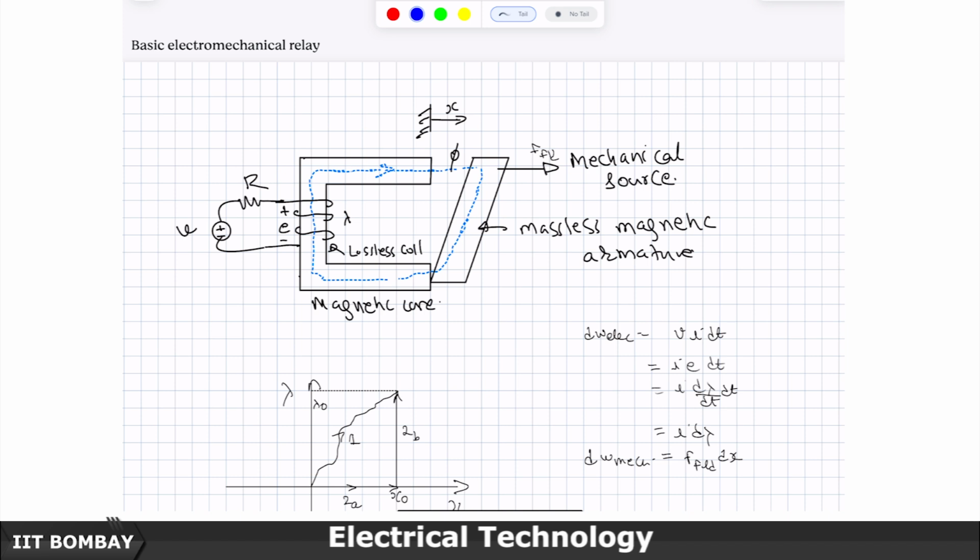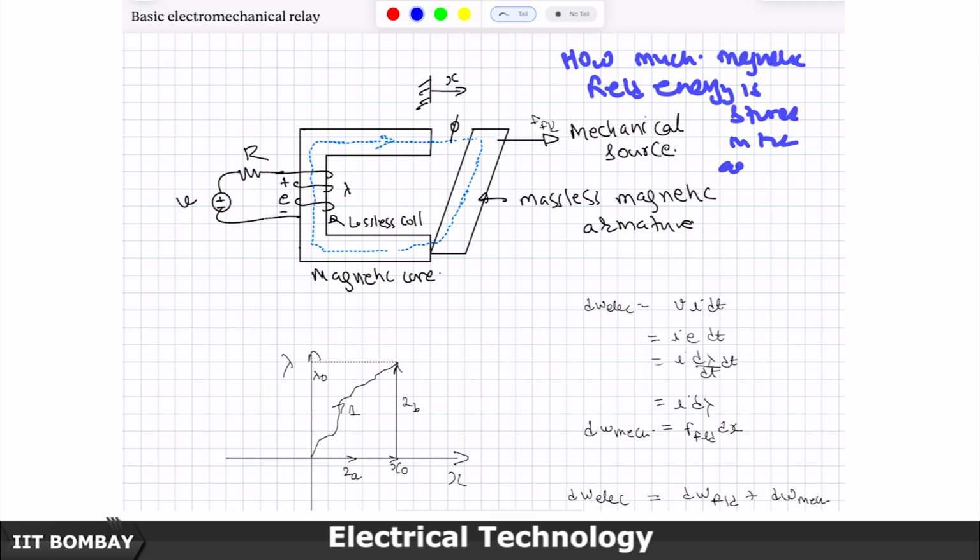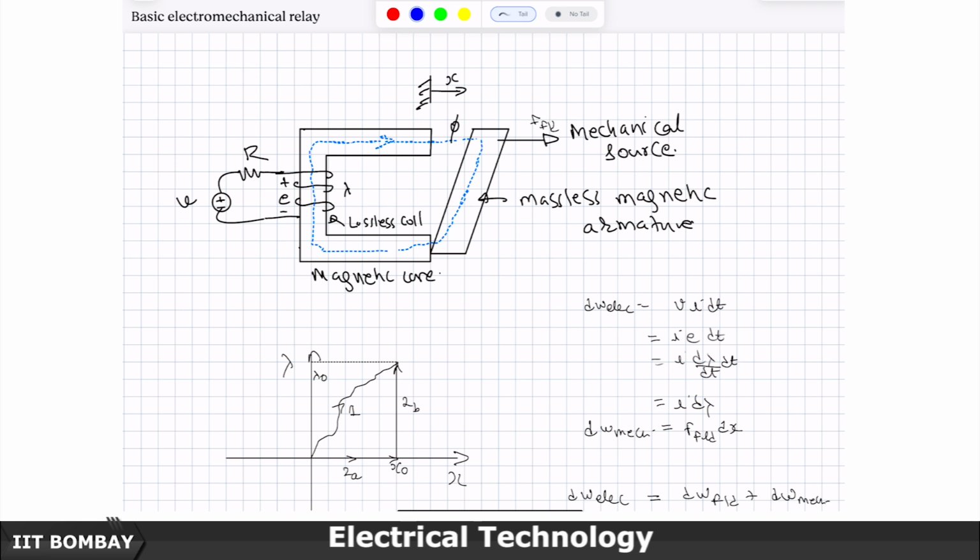Now, if I am at some location x, I want to find out in this particular example how much magnetic field energy is stored in the air gap. This is what I want to work out. I had one example on force, now I am going to have one example on stored magnetic energy. Later on I am going to connect both these examples.